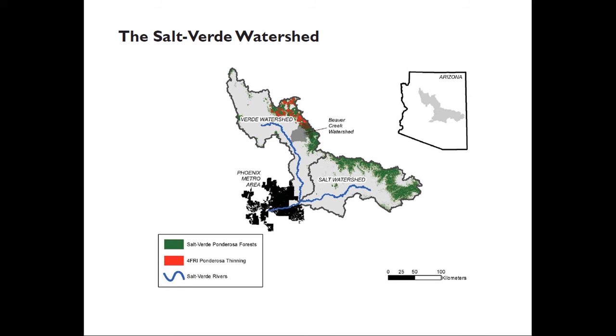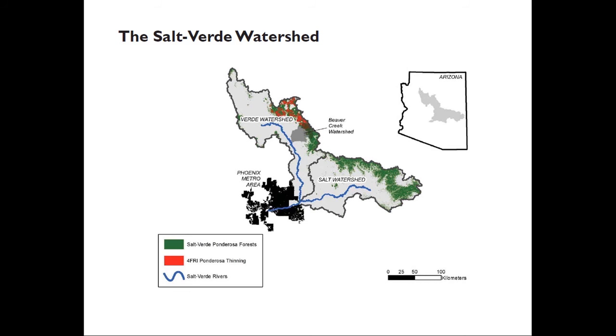So this focused on the Salt Verde River watershed. This is one of the major water sources to the city of Phoenix. It flows into Roosevelt Dam, just above the city. The Phoenix metropolitan area would not exist if it were not for the Salt River, and the Salt River being dammed. You'll see all of the green area in the watershed is ponderosa pine forest. The red areas are ponderosa pine forests that currently have a plan for restoration thinnings under the Fry project.